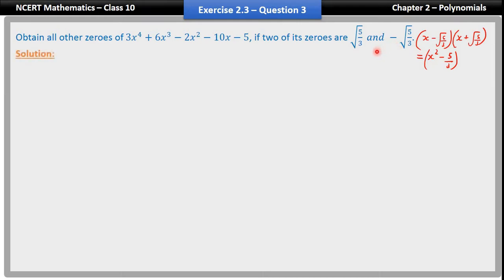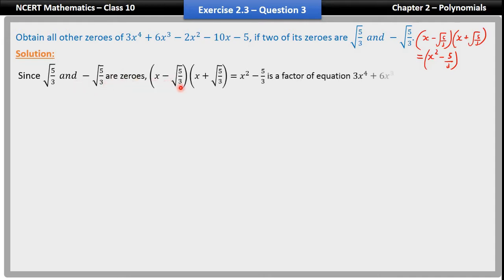So let's quickly do the next step. Since these two are zeros, x minus root 5 by 3 and x plus root 5 by 3 are also factors, so the product is also a factor. The product is x square minus 5 by 3. So this x square minus 5 by 3 is a factor of the polynomial 3x power 4 plus 6x cube minus 2x square minus 10x minus 5. Once we get to this step, the remaining problem is very simple. Now if we divide this polynomial with x square minus 5 by 3, we'll get the remaining equation, for which we can easily find two roots because we'll get a quadratic equation. So now let's divide this polynomial with x square minus 5 by 3.